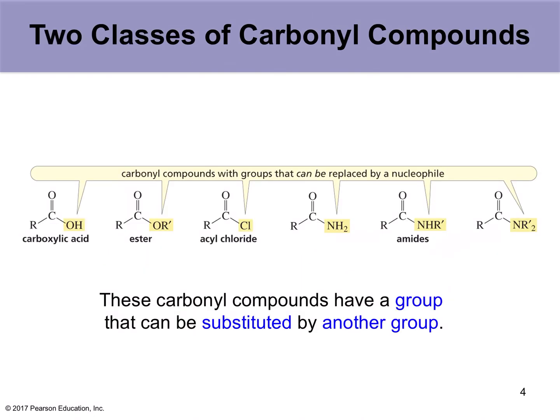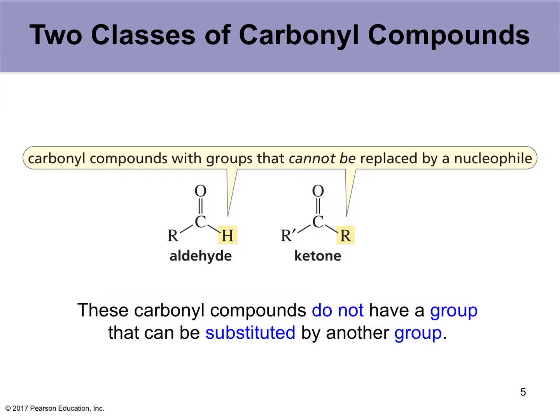There are two classes of carbonyl compounds, and this slide shows you one class, where these carbonyl compounds have groups that can be replaced by a nucleophile. So this is the acyl group, this part, and this is a carboxylic acid, where you have a hydroxy group. In an ester you have an alkoxy group. Acyl chloride you have a halogen. And this is an amide, with a primary amine, a secondary amine, and a tertiary amine in an amide. These carbonyl compounds have a group that can be substituted by another group.